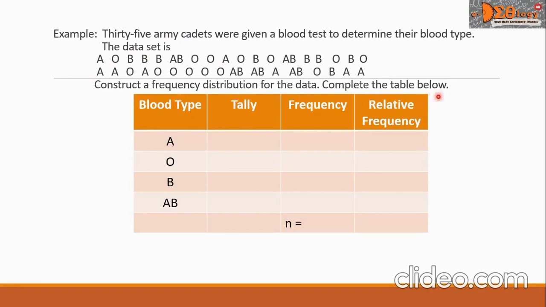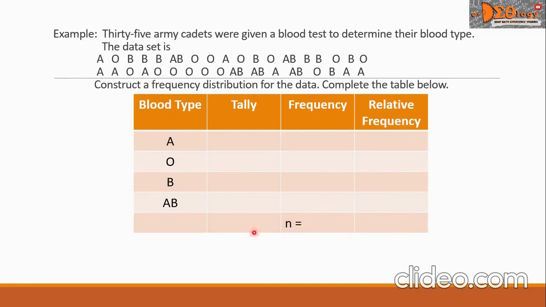In our table, we have 4 columns. The first column is for the category, which is the blood type. We can see here there are 4 blood types. We have A, O, B, AB, respectively. The next column is for tally, followed by another column for frequency. There is a column also for relative frequency.